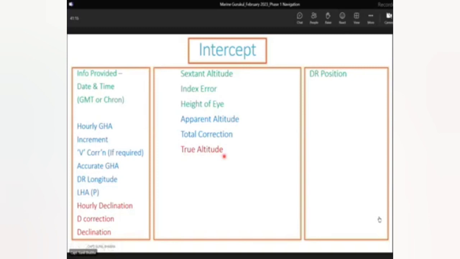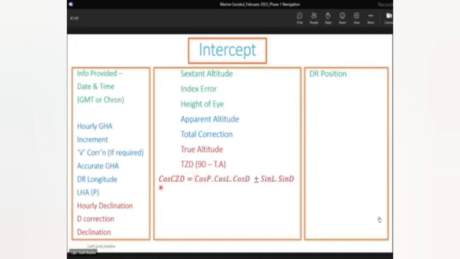Now comes the difference. From this true altitude we obtain the true zenith distance of the body. We know the true zenith distance is equal to 90 minus true altitude. So we get the true zenith distance of the body. Once these items are obtained, we are now ready to go into the intercept formula. So let's see the intercept formula now.